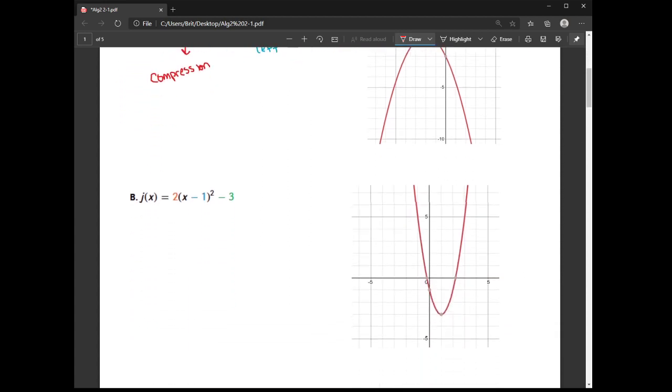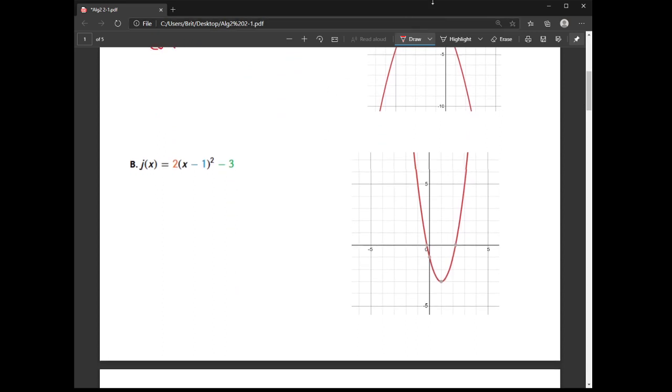Let's try another one. Alright, so we have an A value, something being multiplied to the parentheses. It's positive, so it's not a reflection. It's outside the grouping symbol, so it's a vertical. Okay. It's multiplication again, so stretch or compression. And it's bigger than 1, which means that it's a stretch. So it's a vertical stretch with a scale factor of 2.